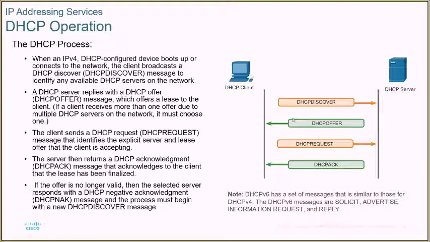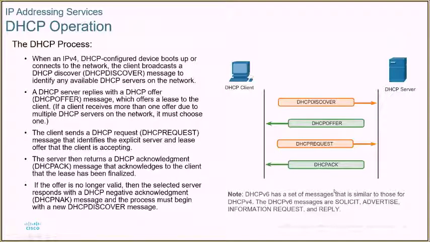So if it gets an offer, it will accept one and send a DHCP request to that server. Because this would have had a source address, it will know who the destination is. That's the DHCP request, and it identifies the explicit server and lease offer that the client is accepting. The server then returns an acknowledgement message that acknowledges to the client that the lease has been finalised. If the offer is no longer valid, then the selected server responds with a DHCP negative acknowledgement message, and the process must begin again with a new DHCP discover message. I don't think that happens particularly often.